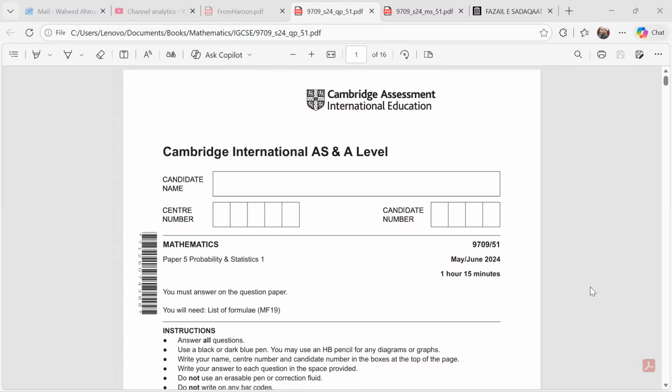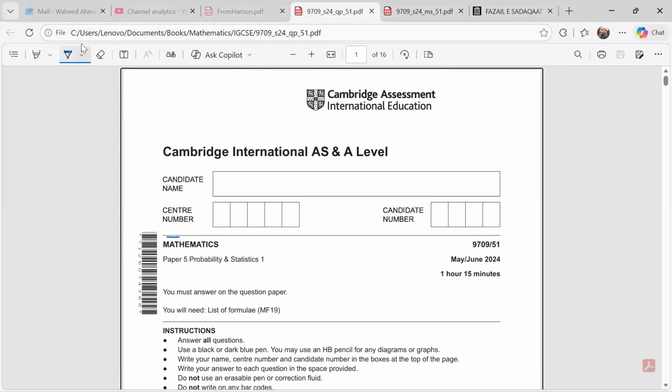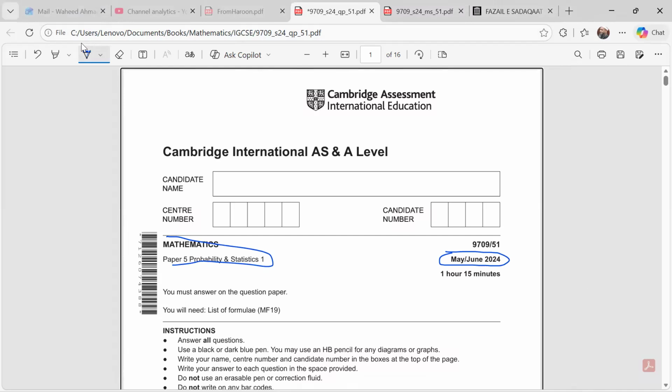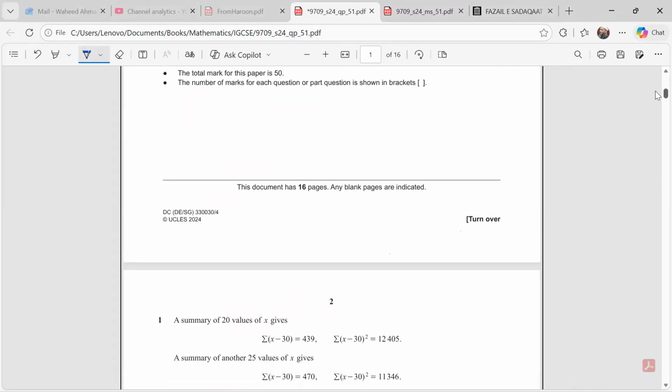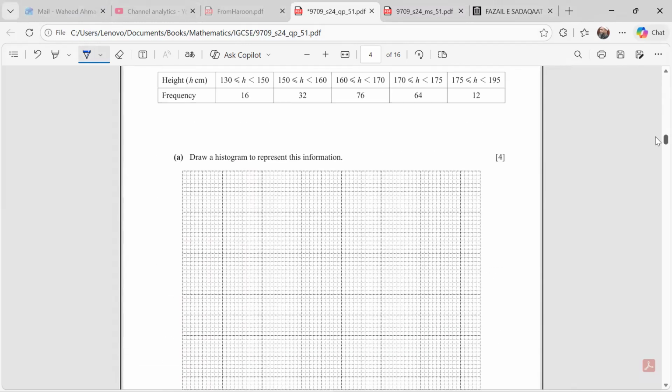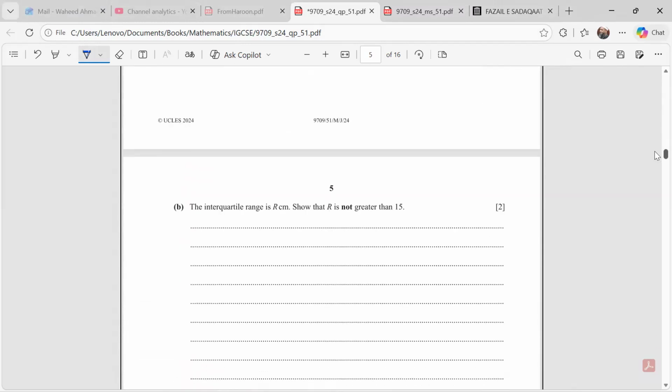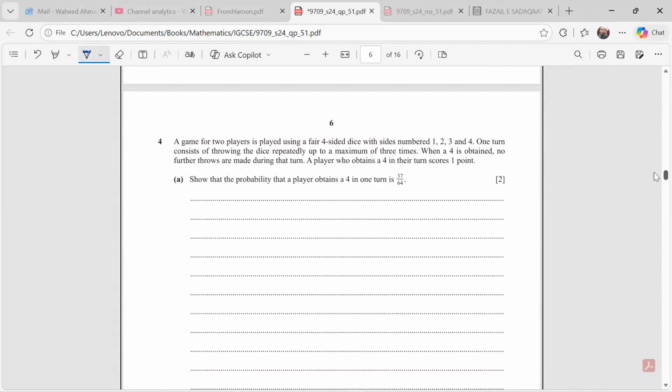We have been solving these past papers. So right now I have this paper, Mathematics paper 5, Probability and Statistics 1. Okay, and it is May, June 2024. So let's go to question number 4, I believe. Yeah, we have done one; I haven't done yet. I've done 2, 3.